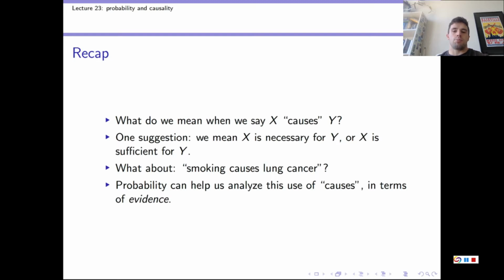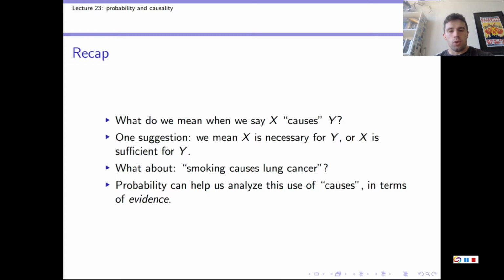And like I said, this is a departure from the book, but I think it's interesting. It's applied absolutely everywhere in the real world, and it's a nice consequence of our work on Bayes' theorem. So I think it's worth spending some time going through here.